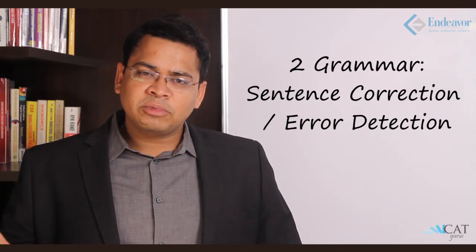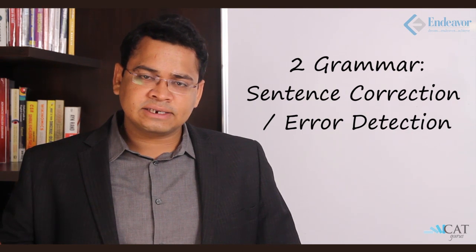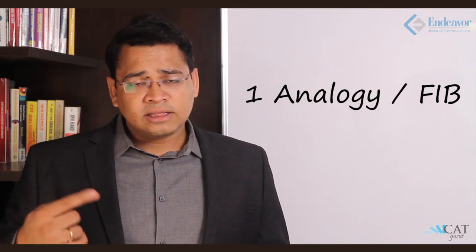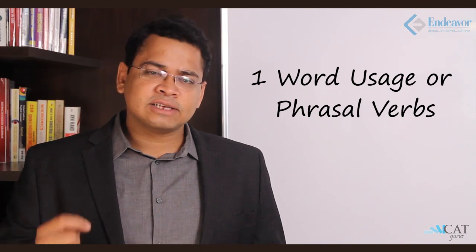That brings us to 9 to 10 questions of reading comprehension, 3 of Parajumbles, 3 logical continuation, 1 logical discontinuity, and after that approximately 2 questions of grammar, which were either in the form of sentence correction or error detection. 1 to 2 questions were of vocabulary. Though this vocabulary was not directly asked as vocabulary, it was in the form of passage completion or fill in the blanks. Another question could have been analogies. Apart from that, the 1 or 2 questions left were either of word usages or of phrasal verbs.